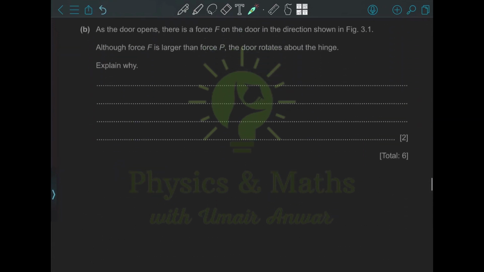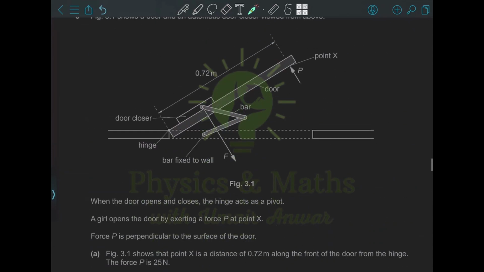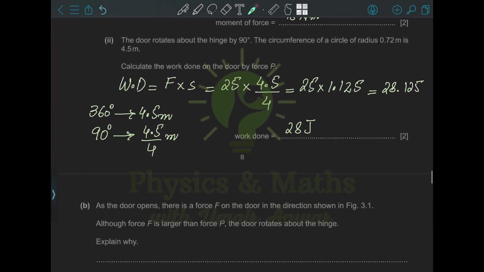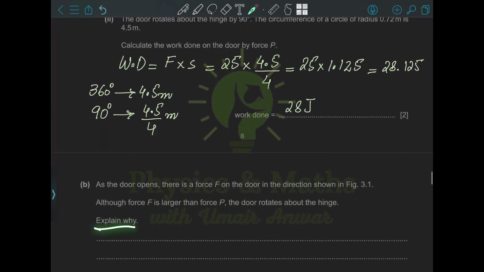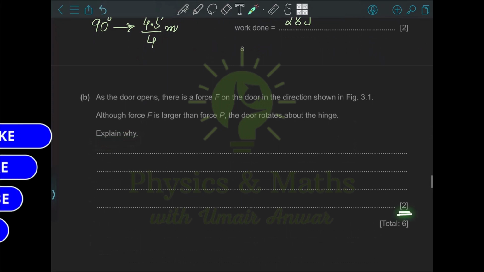Now, although force F is larger than force P, which is being shown by a larger arrow also, still this smaller force is able to rotate the door in this direction. Explain why this is happening, and this is a 2-mark answer.